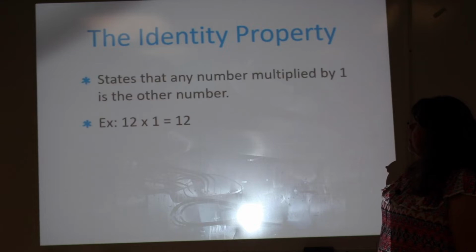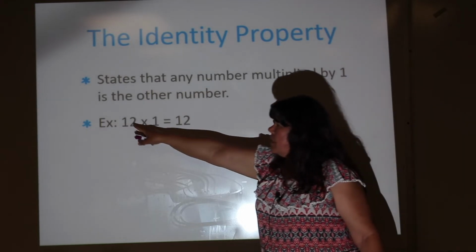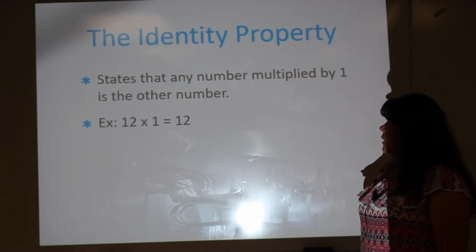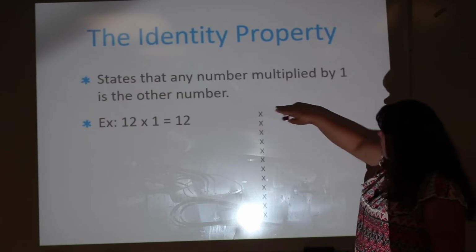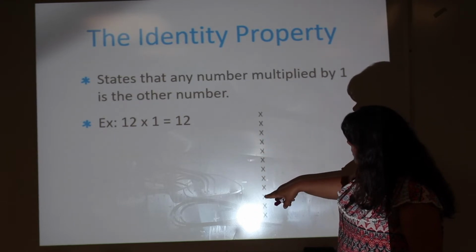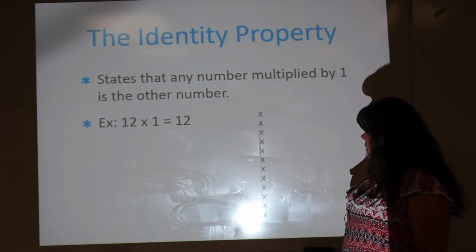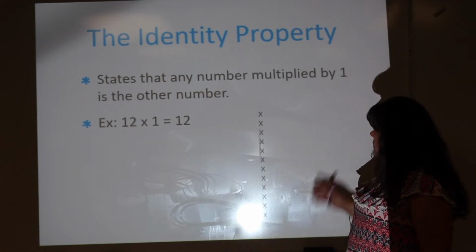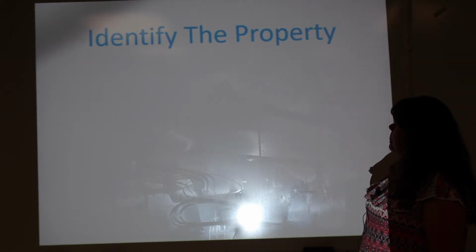The identity property states that any number multiplied by 1 is the other number. It's the other number, not the 1, it's the other number. So 12 times 1 is 12. I don't know if you can see that. There's 1, 2, 3, 4, 5, 6, 7, 8, 9, 10, 11, 12. There's 12 rows. There's 1 in each row. And I have still 12. The identity property.